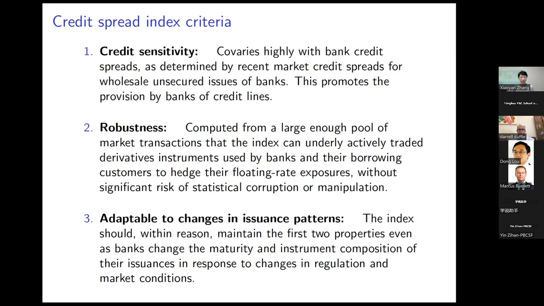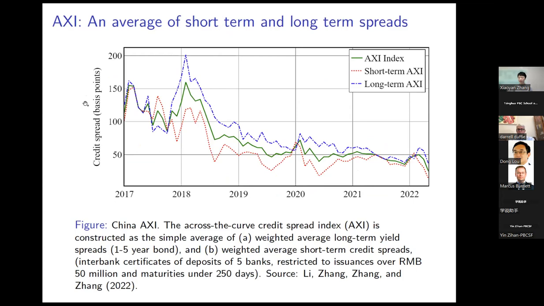So what does AXI look like? Well, from the paper by Xiaoyan and her colleagues, you can see what AXI looks like. I'm colorblind, but I think it's green. Is it green, Xiaoyan? Well, there are three lines. But AXI is the middle one, right? What color is it? Yes, short term is red and long term is blue. Middle one is green? It's green. Yes. Okay, good. So the middle one is AXI for China.